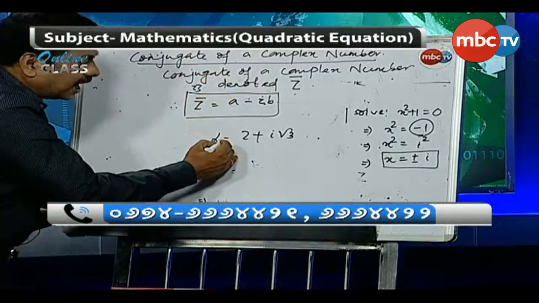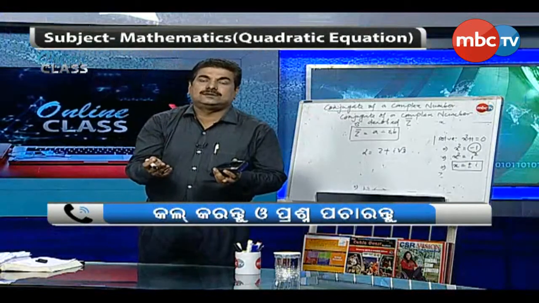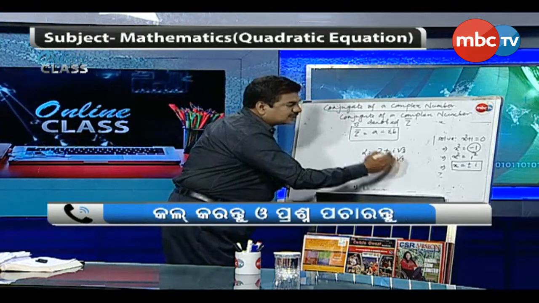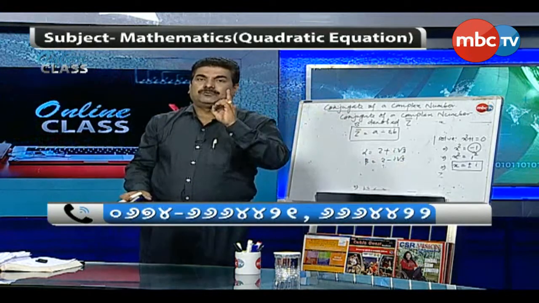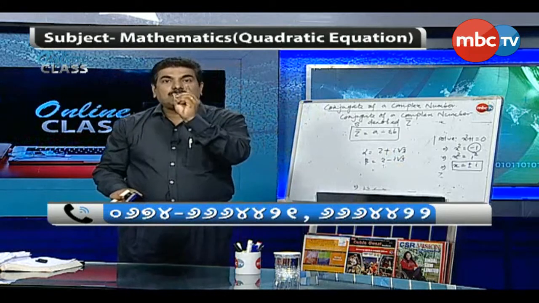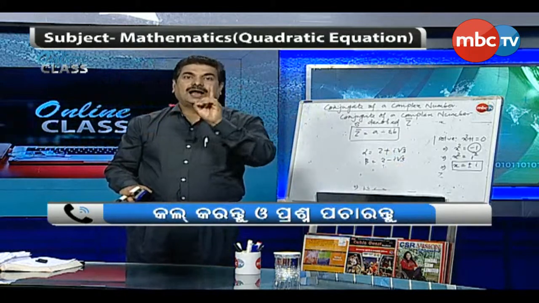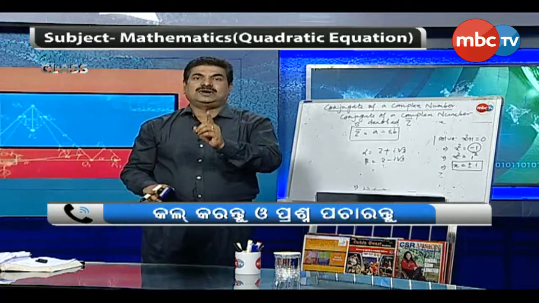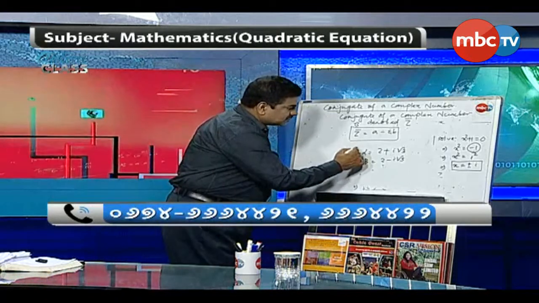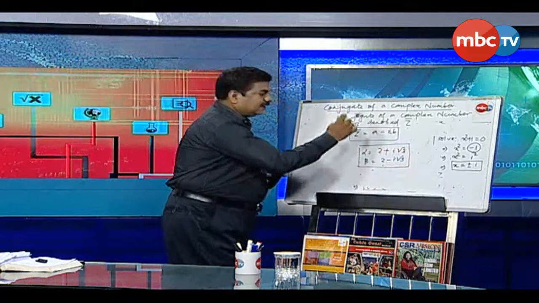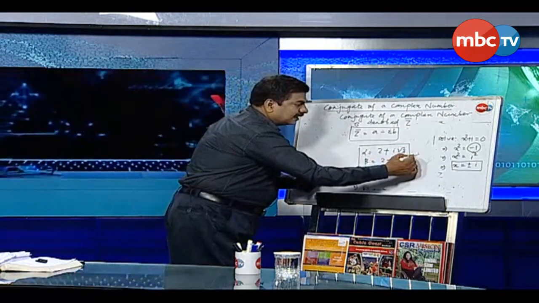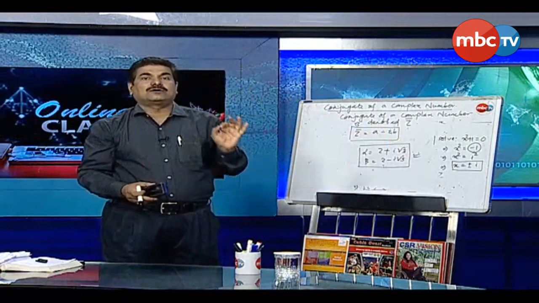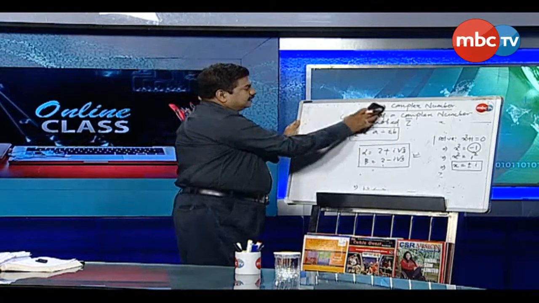If one root, that is alpha, is equal to 2 plus i root 3, then the other root must be 2 minus i root 3. Very important: if a, b, c belong to the real numbers and the discriminant D is less than 0, then alpha is equal to 2 plus i root 3 and beta is 2 minus i root 3. That means these two values are conjugate to each other. I will solve one or two questions so you understand better.